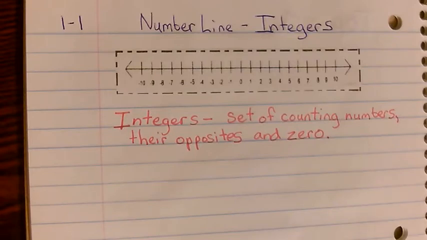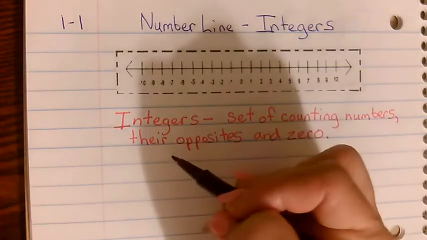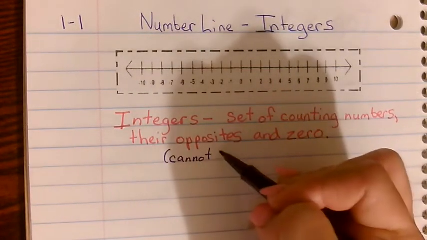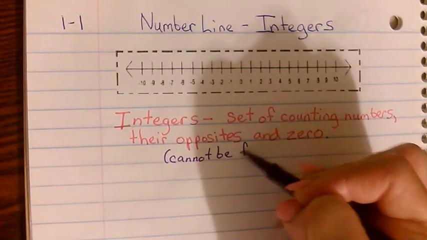Now, what they cannot be. Integers cannot be fractions or decimals.